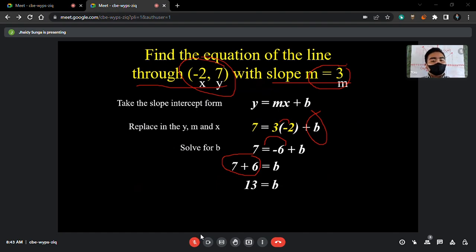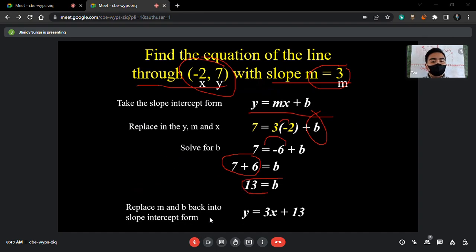from your equation, what you're going to do is to replace the m and b in your slope-intercept form. So what is your slope-intercept form? Your slope-intercept form is y is equal to mx plus b. Then you are going to replace m and b, because you now have your b. So the final answer will be y is equal to 3x plus 13. Alright, so that is the final answer.